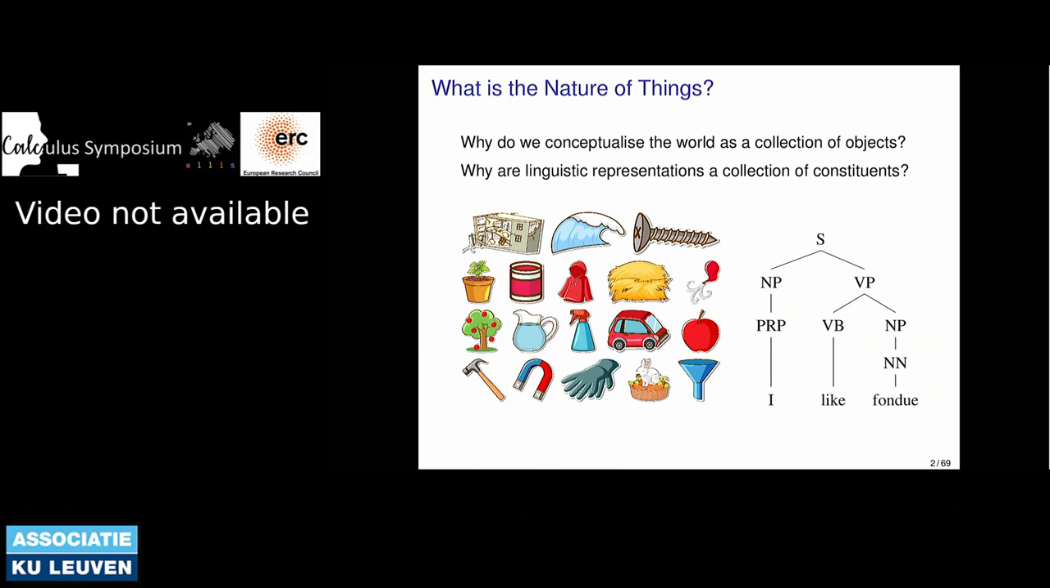So why is it when we conceptualize the world, we think about the world as a collection of objects, not as a holistic sea of features, but we segment that information into objects? Or in linguistics, we think about language not as a sequence of acoustic features, but as constituents: phonemes, morphemes, words, syntactic constituents, or discourse entities. At every level of representation, the situation is being described in terms of a set of things. So why? Why do we do that?